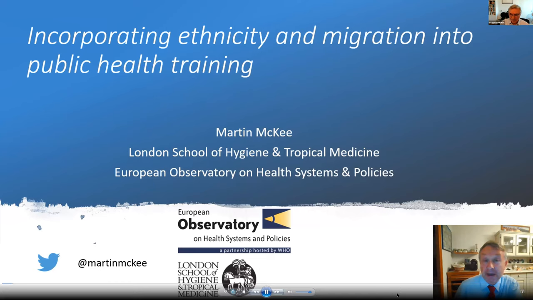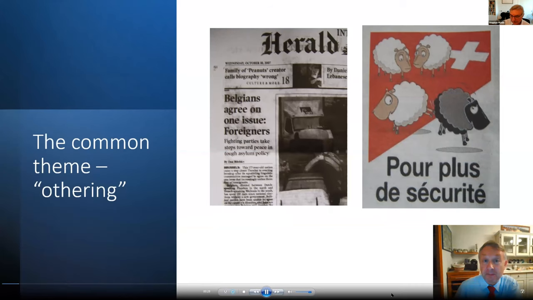You'll see from my title that I've also included ethnicity because there are substantial overlaps between ethnicity and migration when we come to some of the key issues. You can see that in this newspaper headline and in this Swiss election poster. The common theme is that often people who are migrants or people who are ethnic minorities are considered as others. They are them rather than us. And as a consequence, they're often excluded or discriminated against in many of the policies that are important for public health.